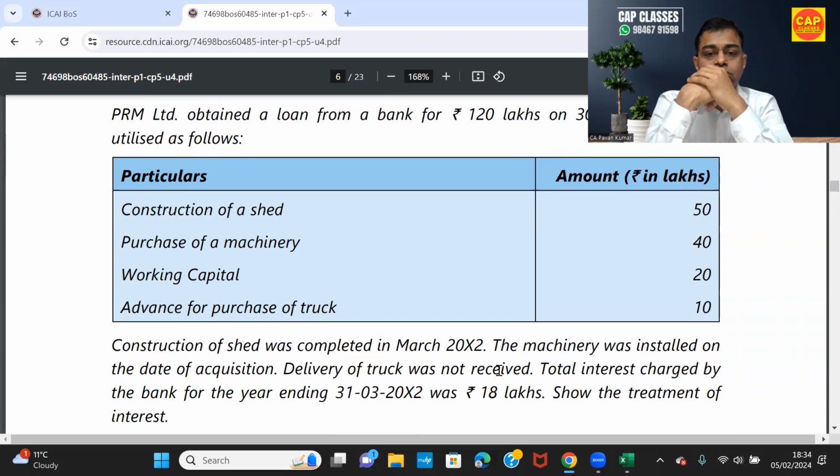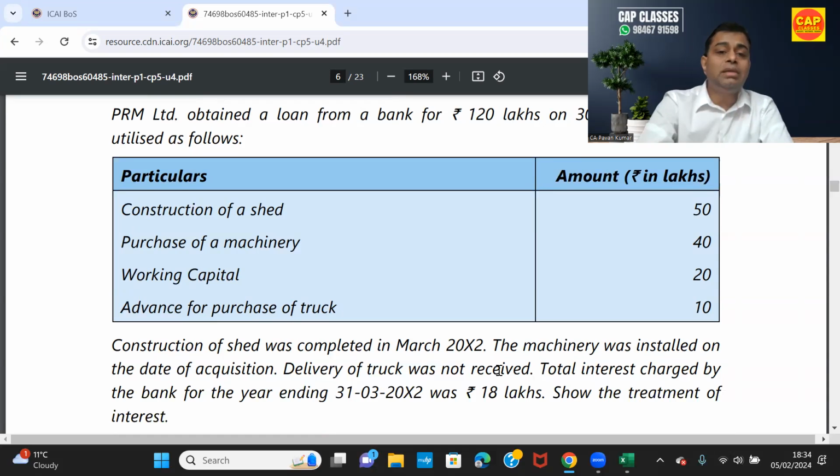Purchase of machinery, rupees 40 lakhs. Working capital, rupees 20 lakhs. Advance for purchase of truck, rupees 10 lakhs. Construction of shed was completed in March 2012. The machinery was installed on the date of acquisition. Delivery of truck was not received. The interest charged by the bank for the year ending 31/3/2012 was rupees 18 lakhs. Show the treatment of interest.